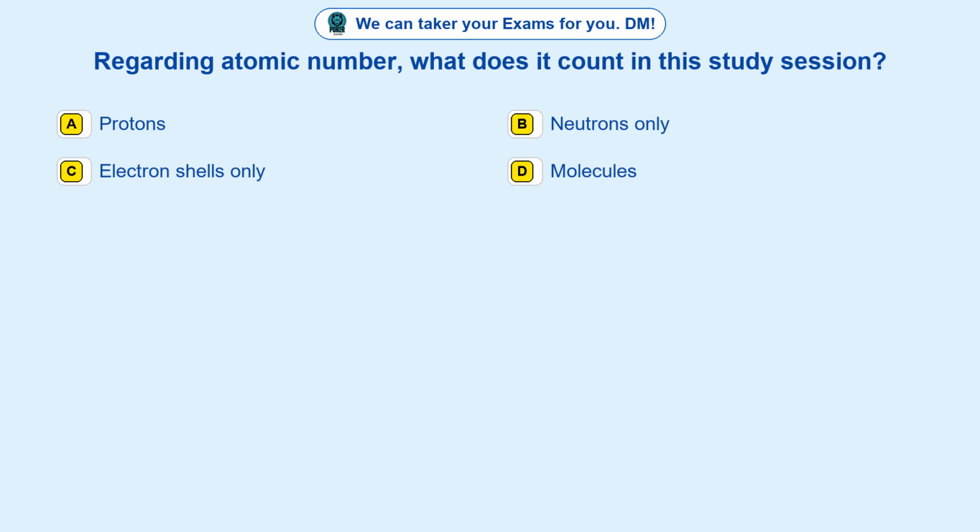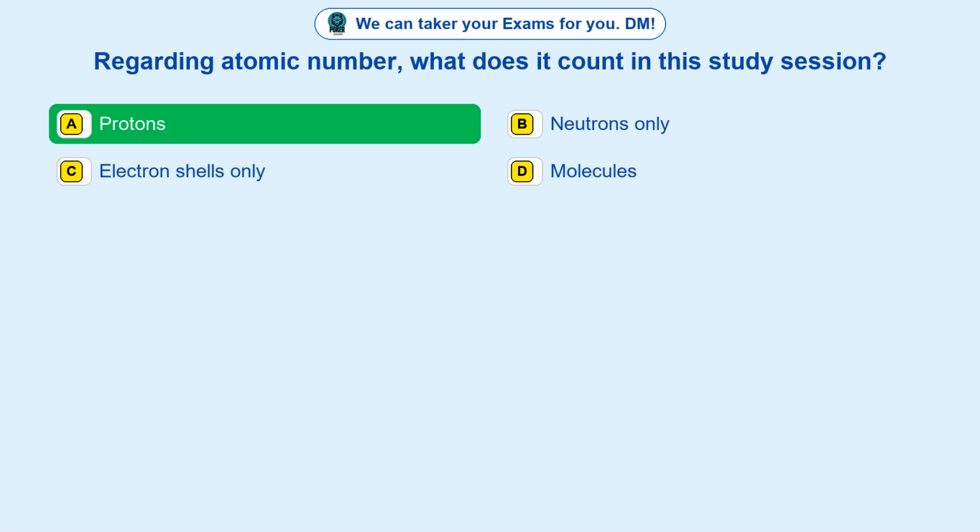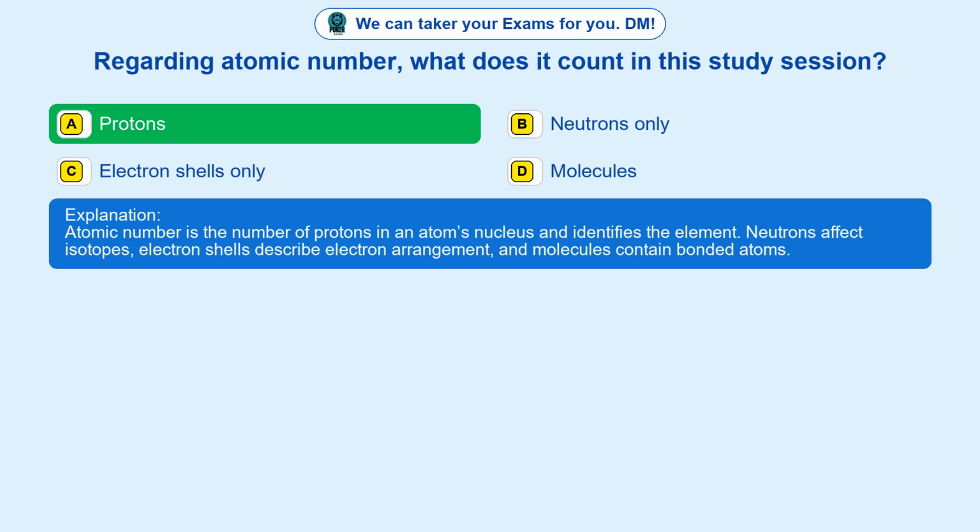Question 31. Regarding atomic number, what does it count in this study session? Option A, protons. Option B, neutrons only. Option C, electron shells only. Option D, molecules. The correct answer is option A. Protons. Atomic number is the number of protons in an atom's nucleus and identifies the element. Neutrons affect isotopes, electron shells describe electron arrangement, and molecules contain bonded atoms.